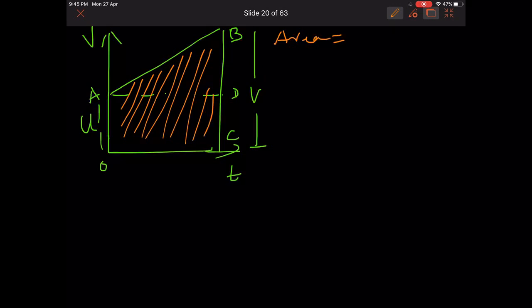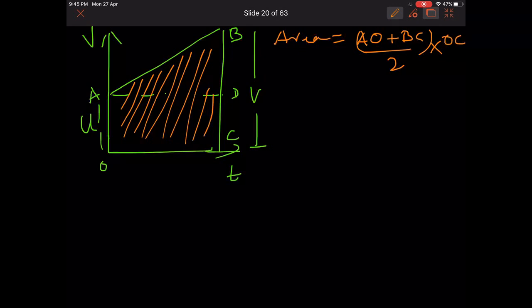The area of trapezium is, first you add both the heights. So this is AO plus BC, divided by 2, into OC. So both the heights you add, divide by 2, multiply by this distance, which is OC. So this is the area of trapezium. So again we have to substitute values here.